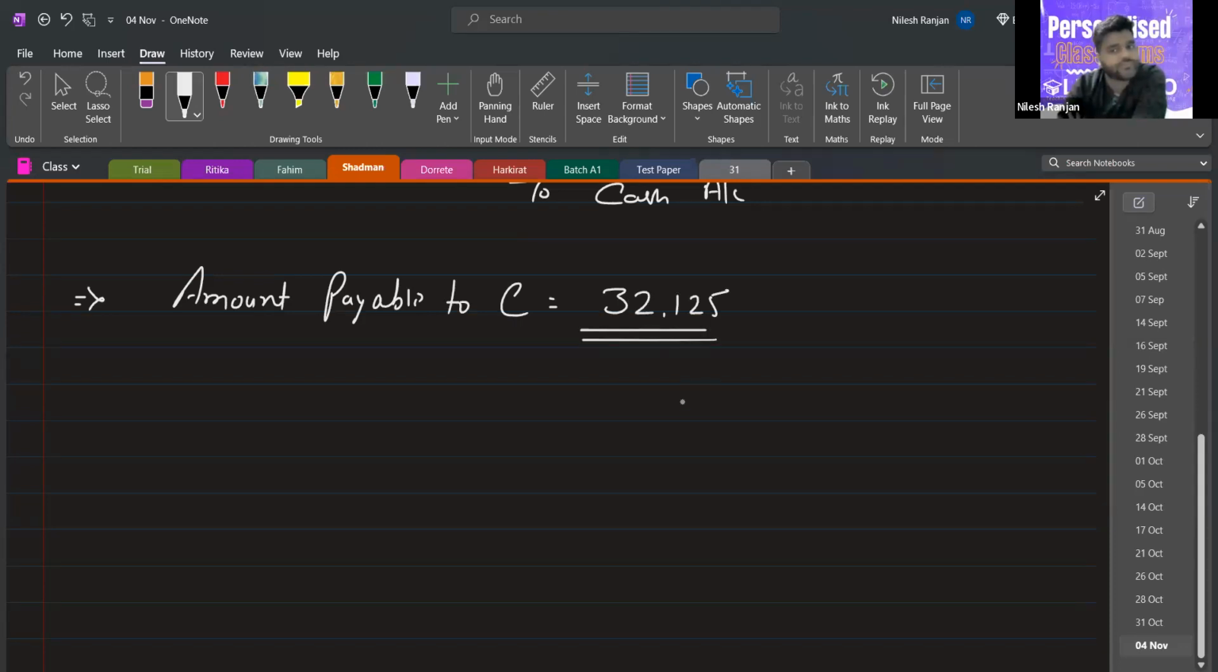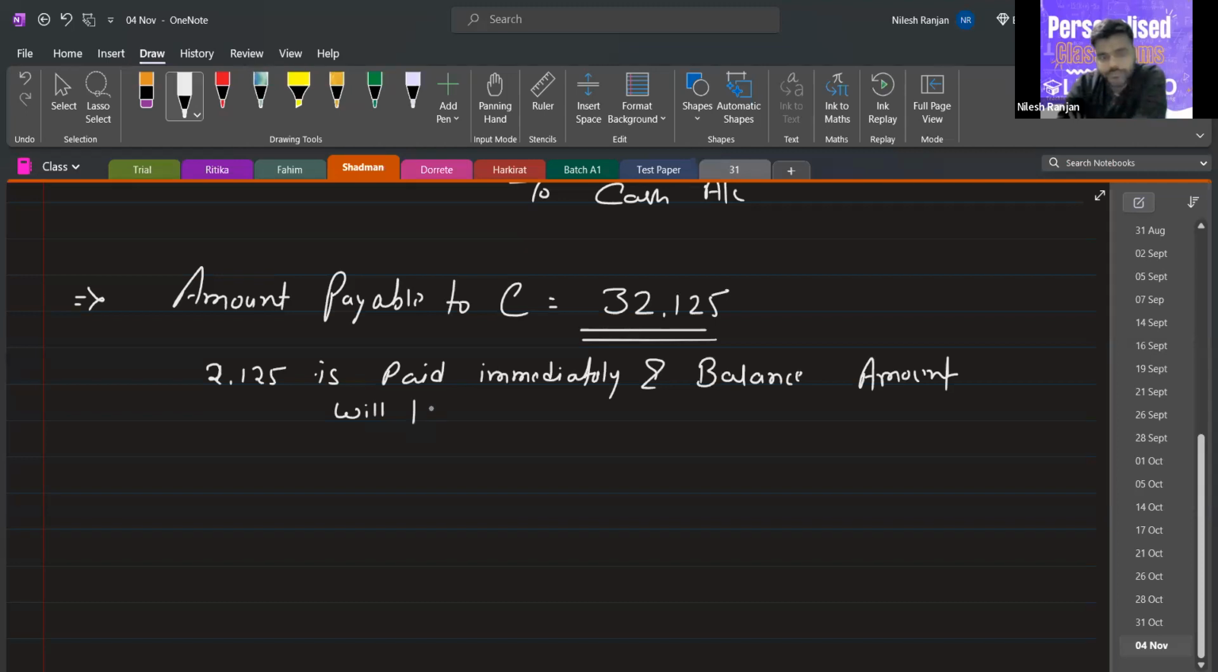Now, I'm changing the question. The question is saying that the firm pays 2,125 immediately, and the balance amount will be paid in 3 equal installments along with interest.